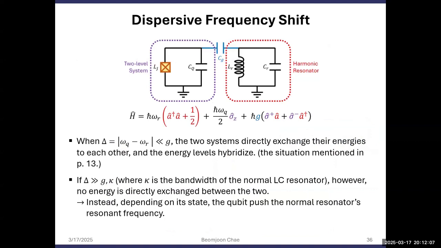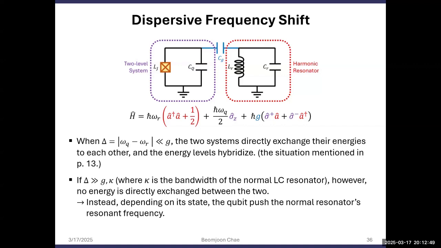If the resonant frequencies of the two-level system of this nonlinear LC resonator and the other normal LC resonator differ by quite a small amount, then the two systems can directly exchange their energies with each other, and the energy levels hybridize. You can just keep in mind that if the difference of the resonant frequencies is small, then they can directly exchange their energies.